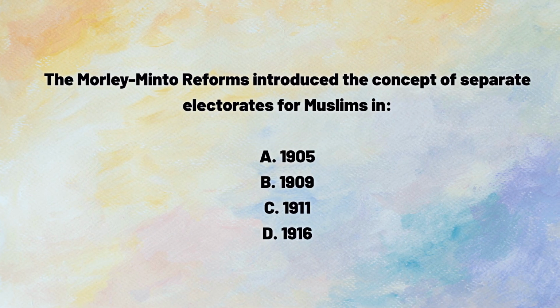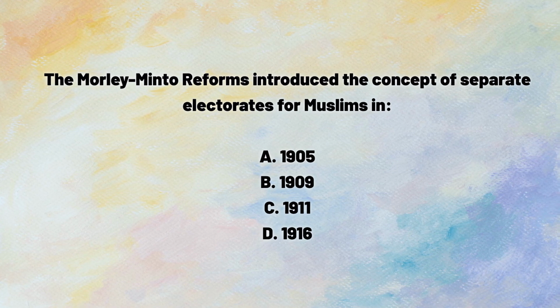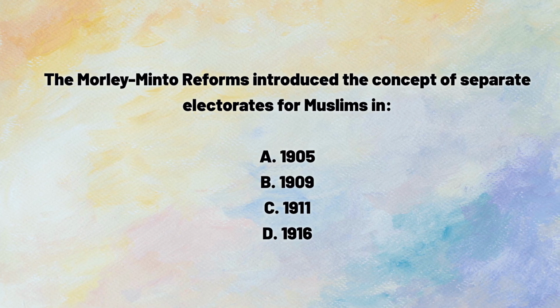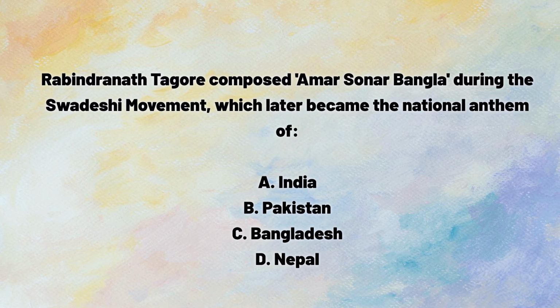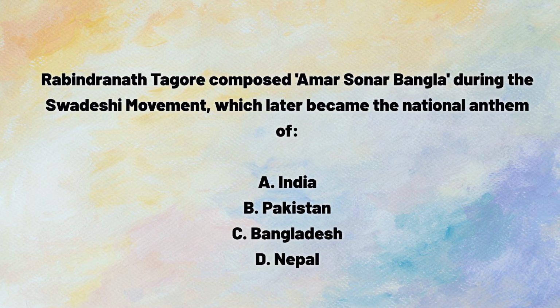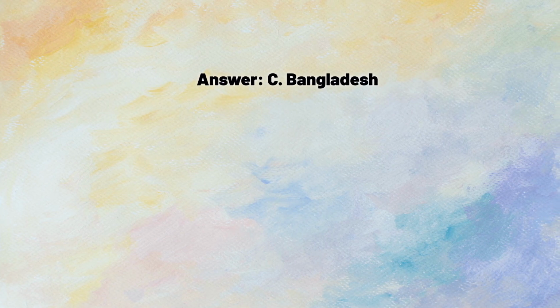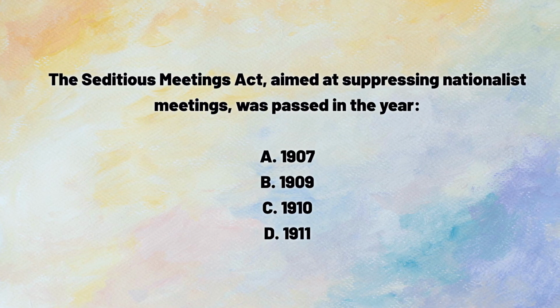Answer: B. 1910. The Morley-Minto Reforms introduced the concept of separate electorates for Muslims in A. 1905, B. 1909, C. 1911, D. 1916. Answer: B. 1909. Rabindranath Tagore composed Amar Sona Bangla during the Swadeshi movement, which later became the national anthem of A. India, B. Pakistan, C. Bangladesh, D. Nepal. Answer: C. Bangladesh.